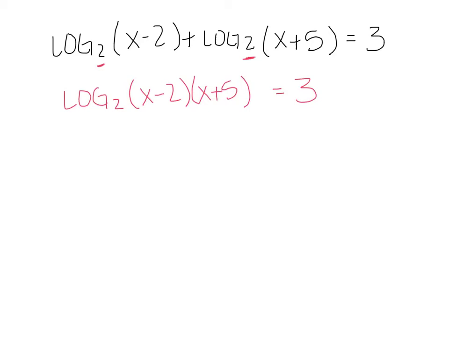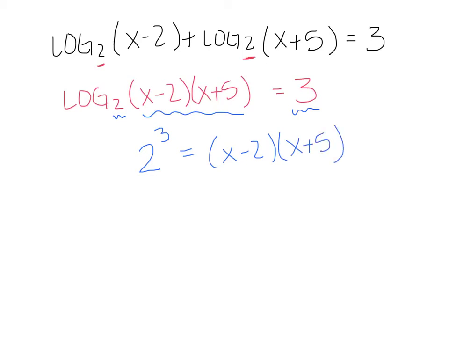This is a single log problem. I don't have log equals log. However, because it's a single log, I can convert. I know the base, I know the power, and I know the argument, which is the equals to. So the base, 2, to the power of 3 equals x minus 2 times x plus 5.